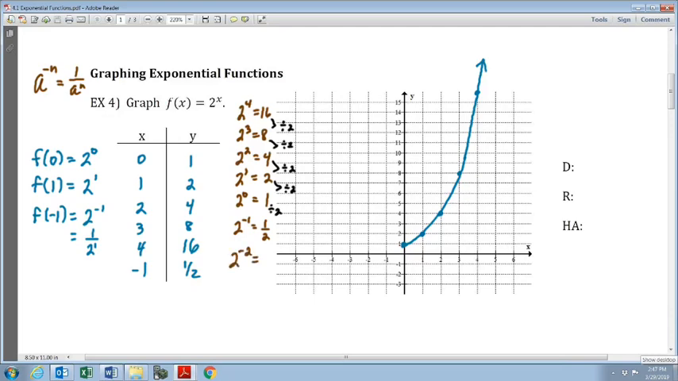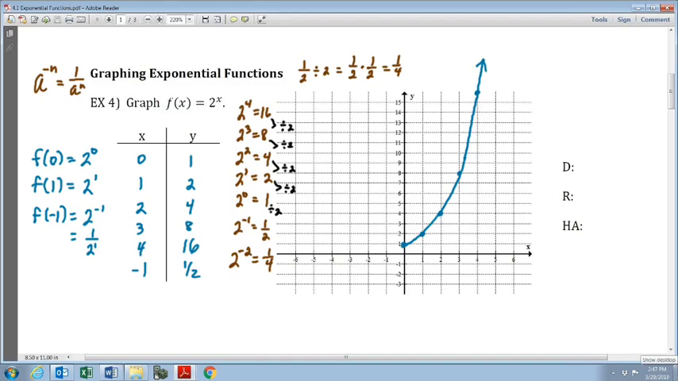For 2 to the negative 2 power, we're going to take a half and divide by 2. And dividing by a number is the same as multiplying by the reciprocal. So we get a half times a half, and if you multiply across, you get 1/4. So this is equal to 1/4.